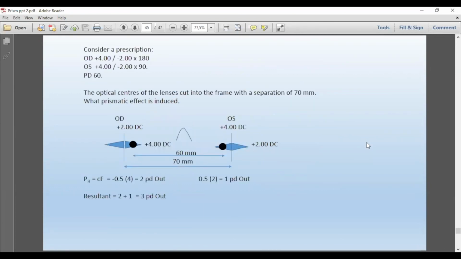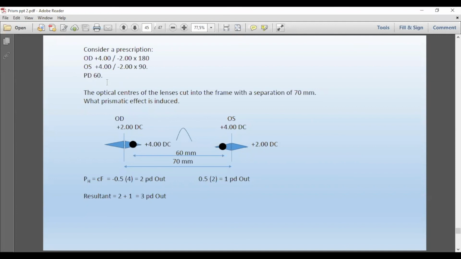In fact, this is my second last slide. Okay. Right. Now we've got a script over here. Consider the following prescription: +4 -2 x 180, +4 -2 x 90. I don't know why I did this, but anyway, it's immaterial. The PD is 60.